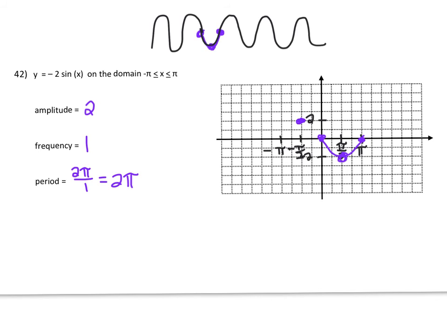And then at negative pi, I'm going to be back down at a height of 0. So this is what it's going to look like. Okay, and then you can label y equals negative 2 sine of x.